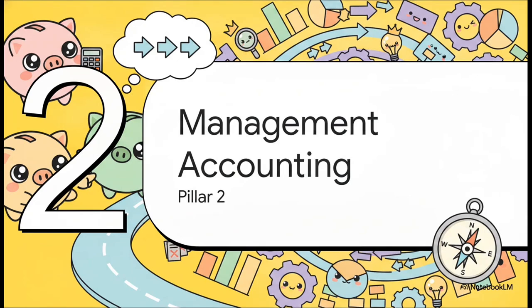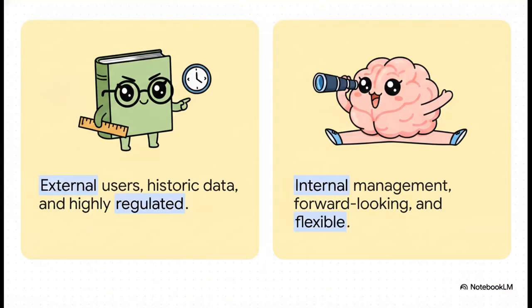Moving right along, let's hit Pillar 2, management accounting. Okay, let's dive into this, because we're talking about a massive shift in focus here. We are leaving external reporting completely in the rearview mirror and looking at internal strategy. Examiners frequently try to trick students by swapping these definitions, so keep this in mind. Financial accounting is for external users, historic data, and highly regulated. Management accounting is the exact opposite. It's for internal management, it's forward-looking, and the format is completely flexible. It's whatever helps the leaders make the best decisions.